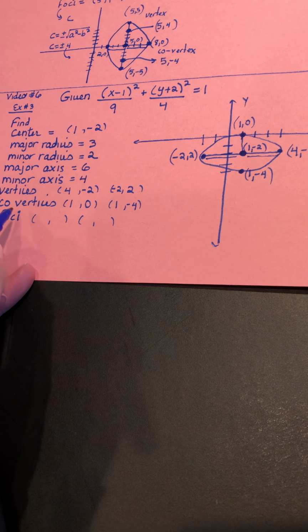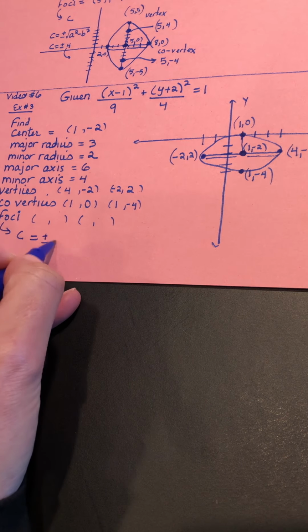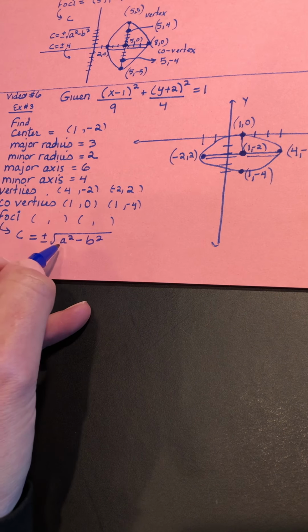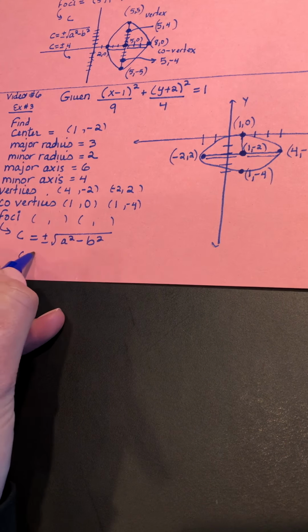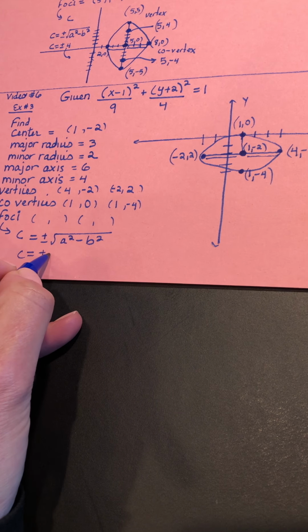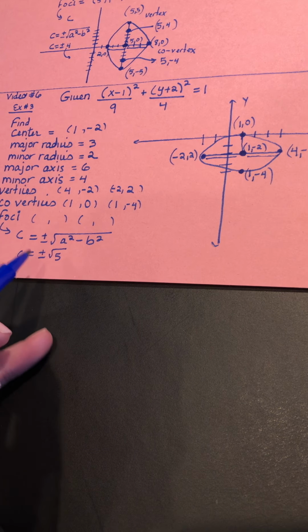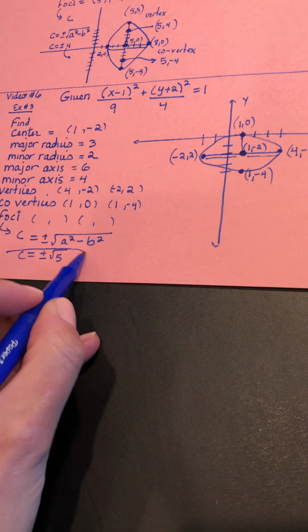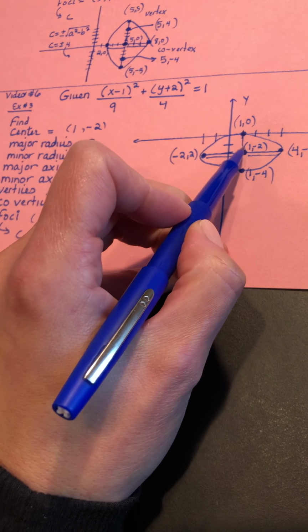Finally, our foci, remember that's using the letter c, and c is going to be plus or minus the square root of a squared minus b squared. a squared is 9, b squared is 4, so c actually equals plus or minus the square root of 5. And we're going to leave everything in simplest radical form, no calculators. So the distance is going to be plus or minus the square root of 5 from the center.